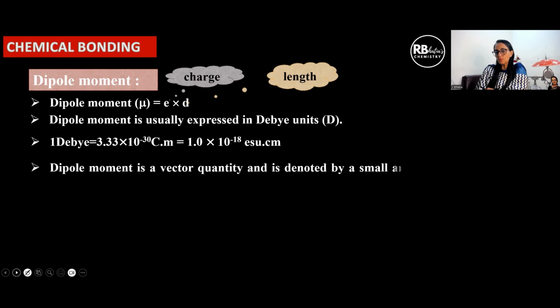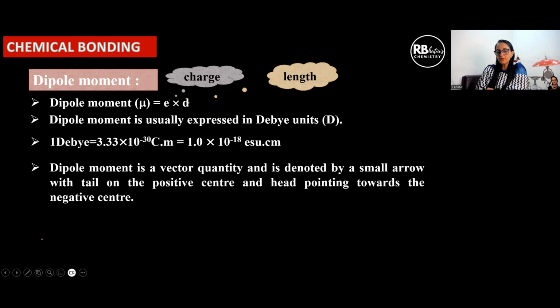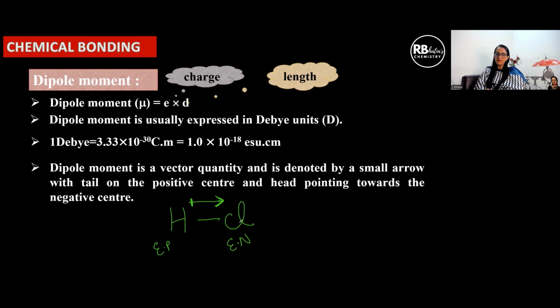Dipole moment is a vector quantity, denoted by a small arrow with its tail on the positive center and head pointing towards the negative center. What does it mean? Supposing I want to express the dipole moment of this molecule, which is a polar molecule, I'll start an arrow from hydrogen pointing towards chlorine. This has to be the tail and this is the head. So the tail starts from the electropositive atom and it points towards the electronegative atom.